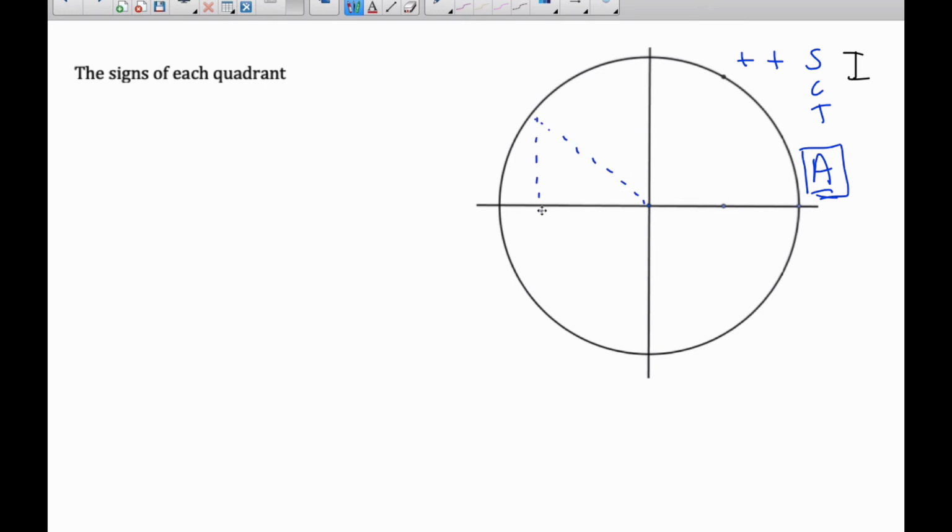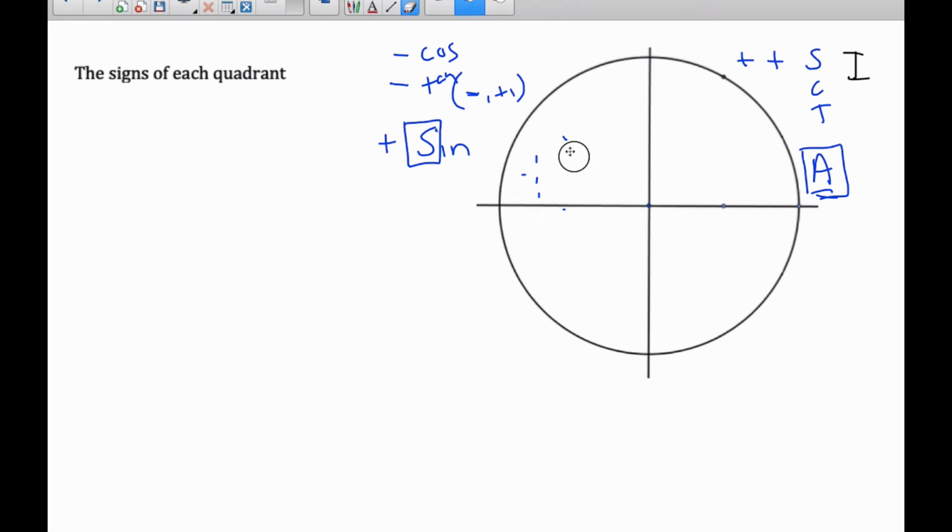I know that my x value is negative and my y value is positive. So it's like a negative and a positive. So this is cosine. So cosine is negative, sine is positive. So negative is cosine. Tangent will be sine over cosine. Tangent is negative. And the positive one is sine. Okay? And so sine is positive.